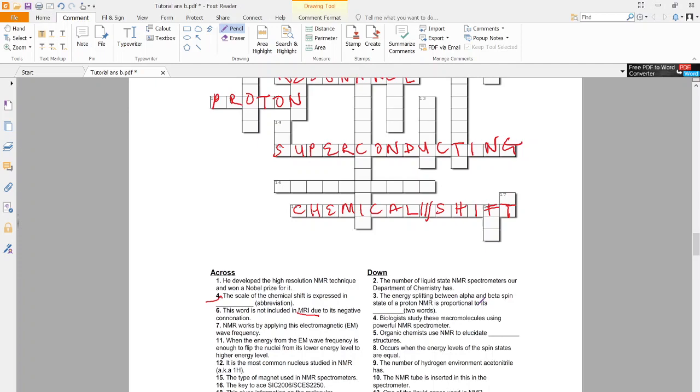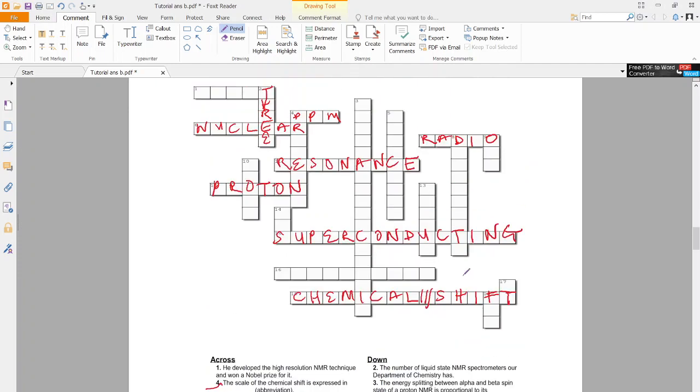Okay, the energy splitting between alpha and beta spin state is proportional to the Zeeman splitting. Okay, so proportional to, it's 2 words, and it's a long one, I think. So it has to be gyromagnetic ratio. That looks right. So gyromagnetic, then blank, ratio.